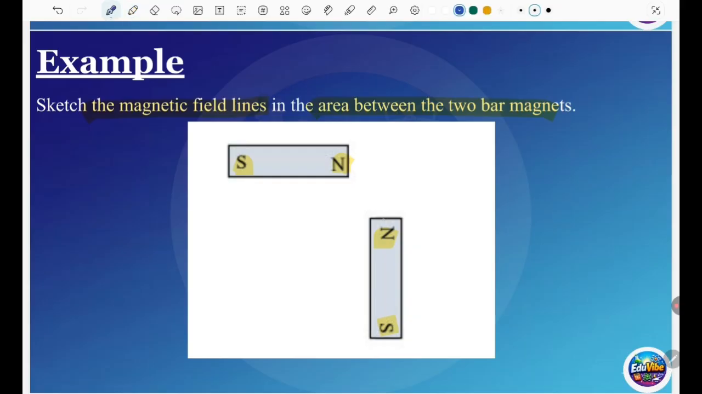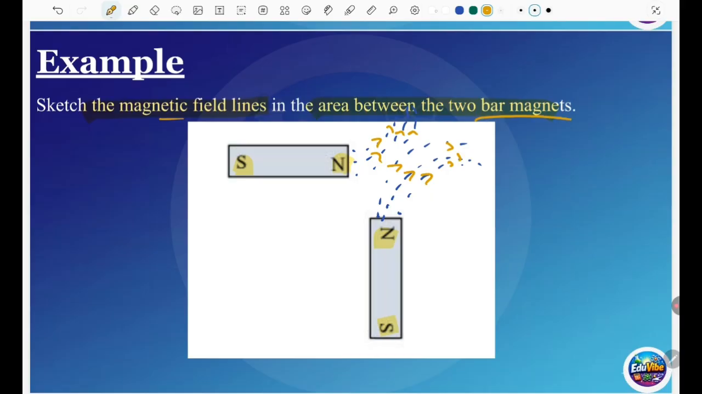That north pole originates the magnetic field lines like this, and they go in curves over to the south pole. If they originate from this, they go like this. Same with this one, they go from here to that south pole. But they don't attract each other because north doesn't attract north. They repel. So this is the direction they follow, and that's how the magnetic field of the two bar magnets shows.